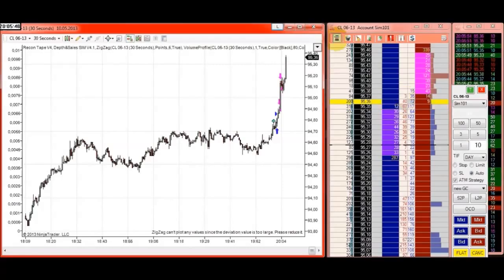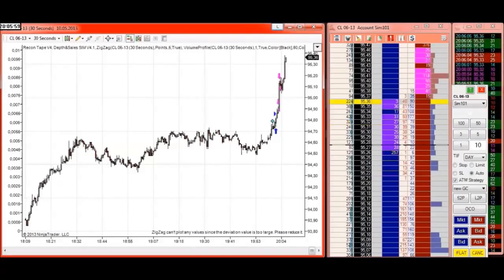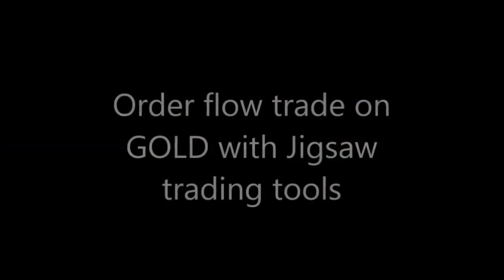Really nice combination of profit versus loss. The stop on this trade was something like less than 10 ticks, and you can see how far it moved. It moved quite a lot. So it's a nice trade, but let's move on to the next one.